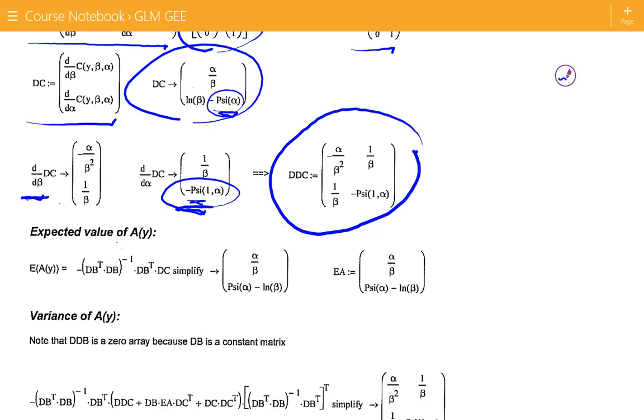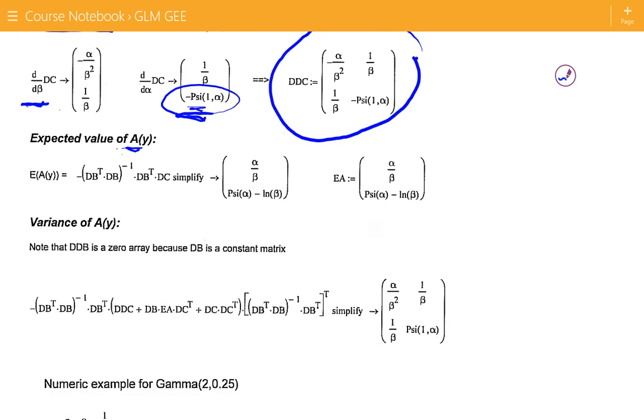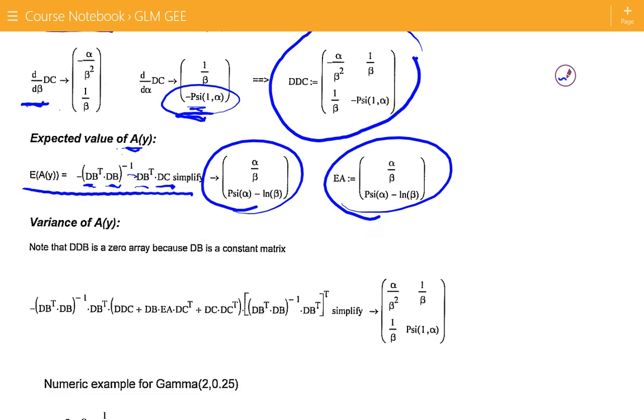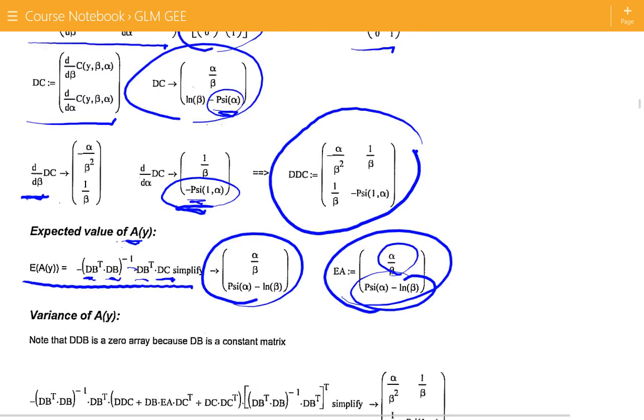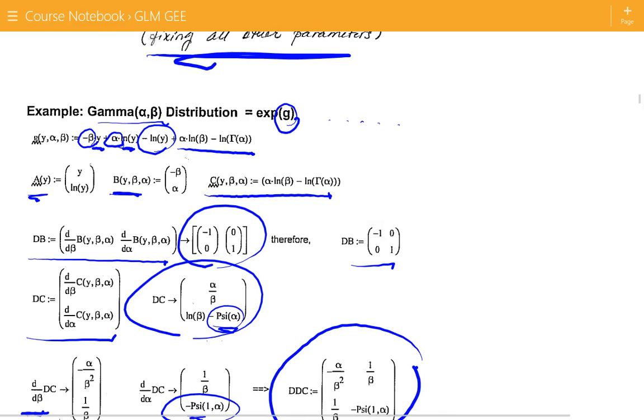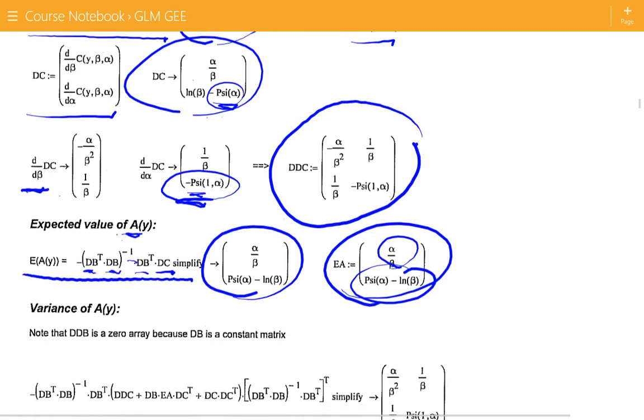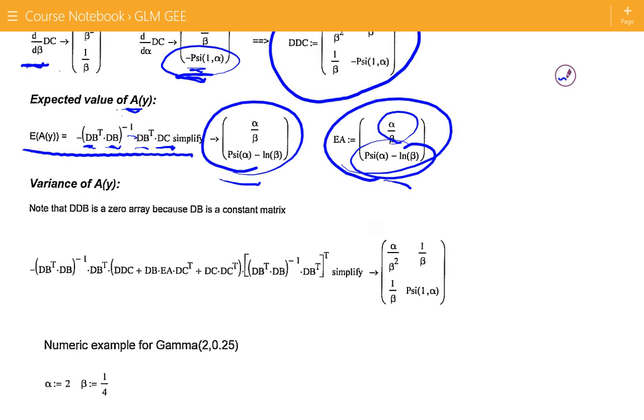Now, the expected value of A, in this case, is this term, as we had written before: the negative derivative of B transpose, the derivative inverse, times the derivative of C, and it simplifies to this term here, alpha over beta, and this component here. Our main concern is typically the first one, because we're looking at a gamma distribution associated with the distribution of y. The log y is a separate term, but if you wanted it, you've got those terms here as well.